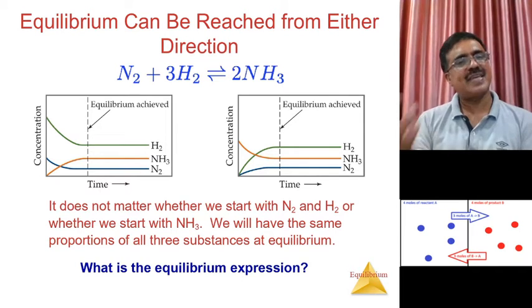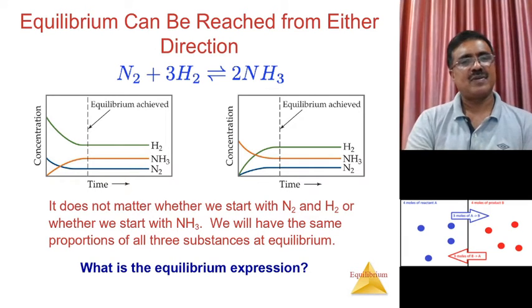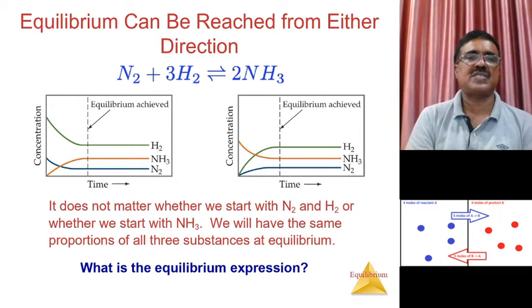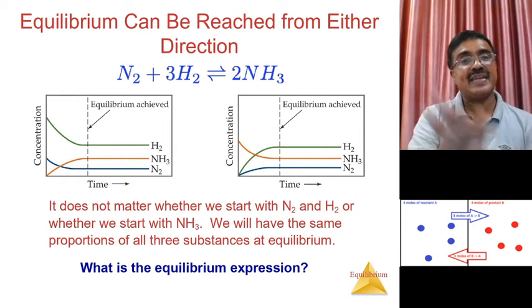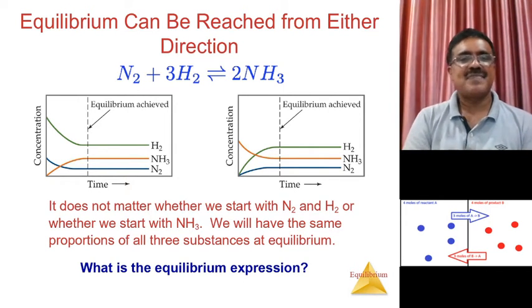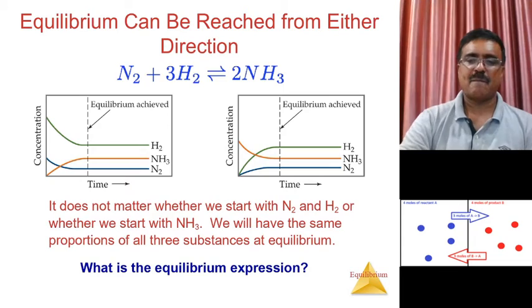The second one is the reverse. We start with ammonia. Then the concentration of ammonia decreases, attains a particular value. Nitrogen and hydrogen, the opposite. Right? Equilibrium constant will be the same. No difference from which direction you start. Or you can start with a mixture containing all these three in any desired, arbitrary ratio. But once equilibrium is attained, that ratio will be, Kc will be the same.